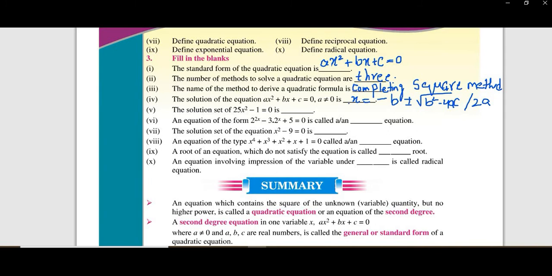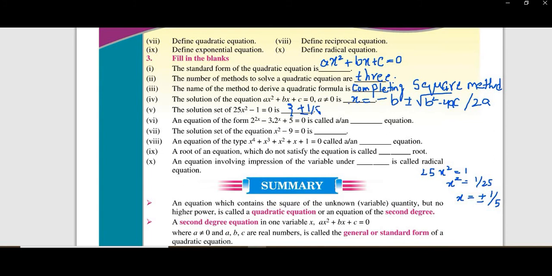Okay. The solution set of 25 x square minus 1 equals 0 is what? I am going to solve this here. 25 x square equals 1. x square equals 1 by 25. Just take the square root on both sides. You will get plus minus 1 by 5. So the solution set for this is plus minus 1 by 5.